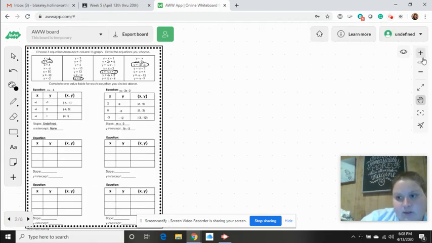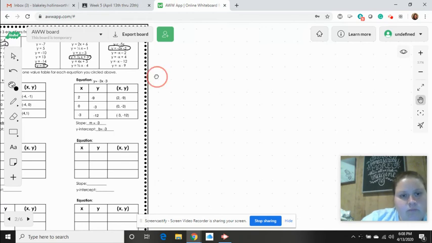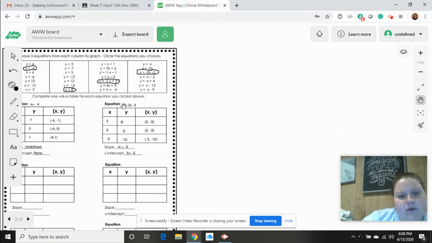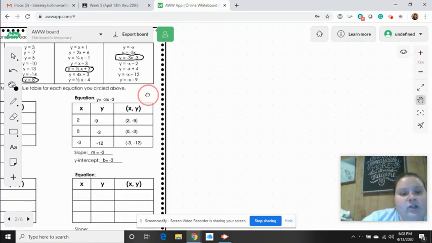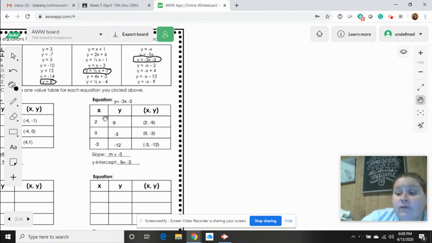The last column, y equals 3x minus 3. This time, instead of using the 1, -1 like I was doing, I picked different numbers so you know that you don't have to use those same numbers every time. 2, 0, and -3 is what I chose. 3 times 2 is 6. Minus 3 left me with 3, so that's (2, 3).